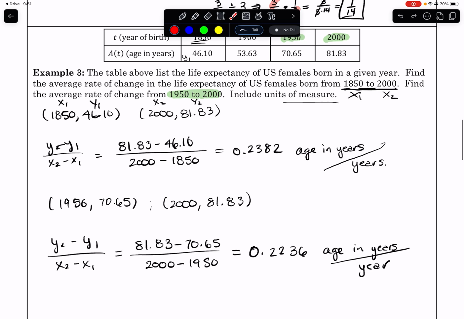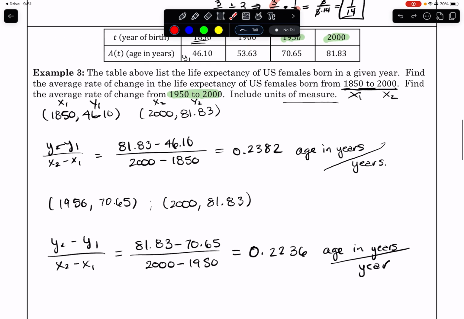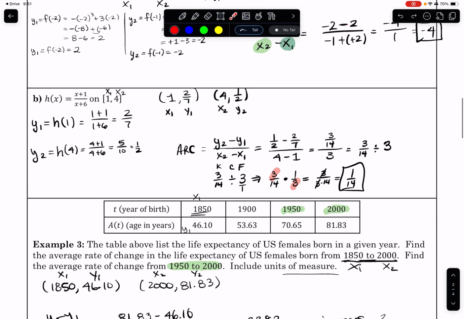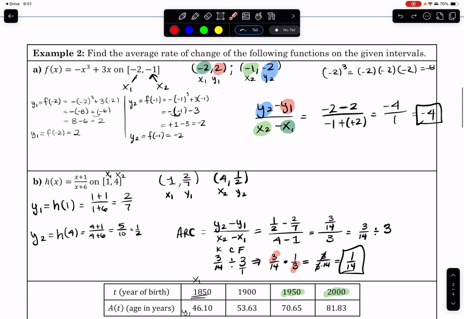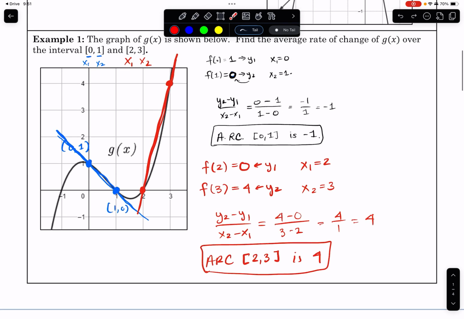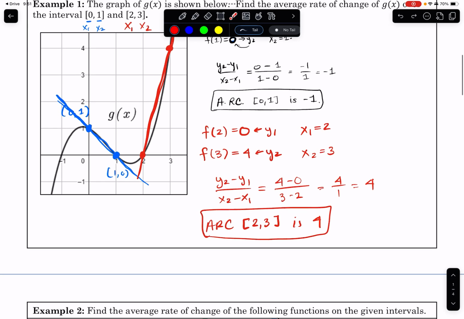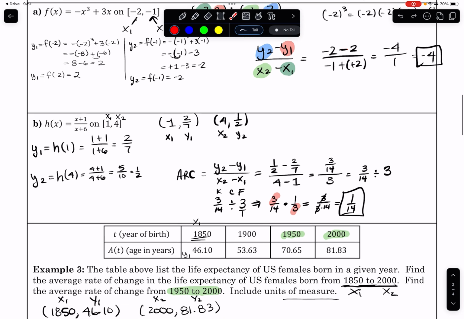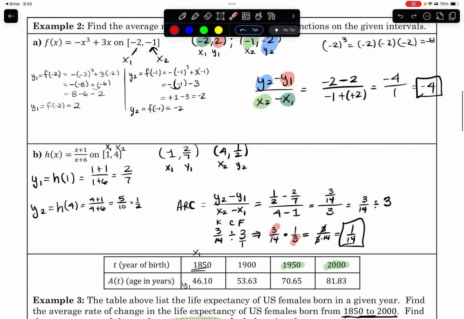Okay, so there you have it. The key thing that I want you to get from this lesson is knowing how to calculate this average rate of change, whether they give you a table, a function, or a graph. It all boils down to using this formula right here. The intervals we're given are x1 and x2. So whether given the graph, the function rule, or the table, we have to figure out what the y values are at those specific x values that are given to us.